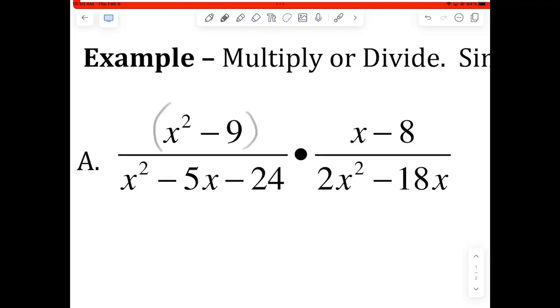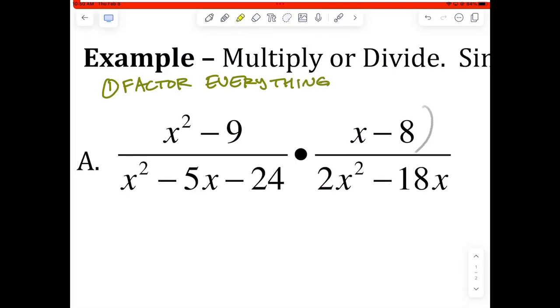Now, here's what you don't want to do. You don't want to just start foiling it out. So you're going to actually do the opposite of foiling it out. You're actually going to do what as your first step? Step one. You're going to factor everything. There's really four polynomials here. You have x squared minus 9, x squared minus 5x minus 24. You have x minus 8, which is already factored, right? It's linear. And then you got another quadratic down there. We're going to factor everything.